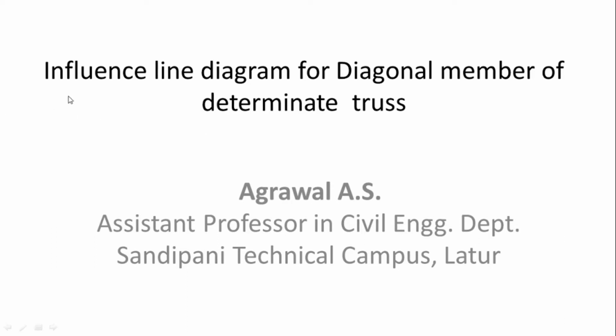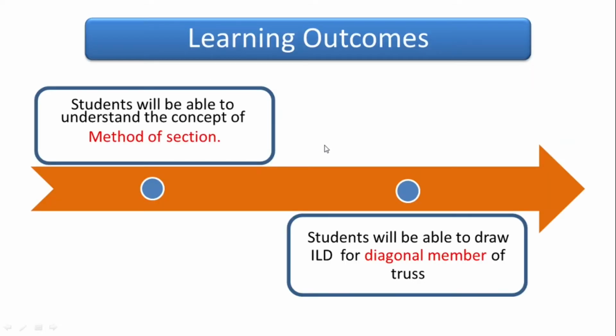Today's topic is influence line diagram for diagonal member of determinate truss. Now, learning outcomes. After watching this video, student will be able to understand the concept of method of section, and also student will be able to draw ILD for diagonal member of truss.